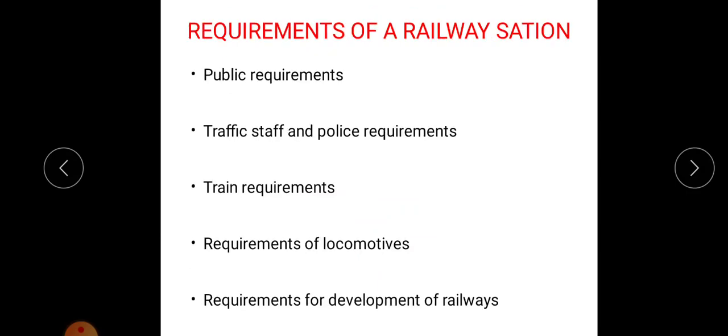And the next topic is requirements of a railway station. A railway station should satisfy some basic requirements. That is, public requirement: it should satisfy the requirements of the public, and also the requirements of traffic staff and police, and also train requirement. Then the requirement of locomotive should be satisfied. Then requirements for development of railways. So all these are the requirements of a railway station. We can discuss them one by one.